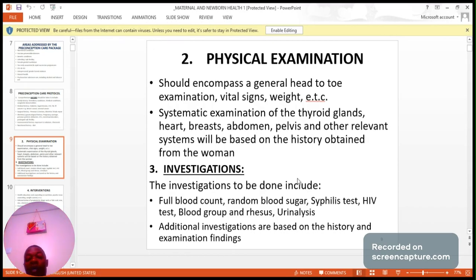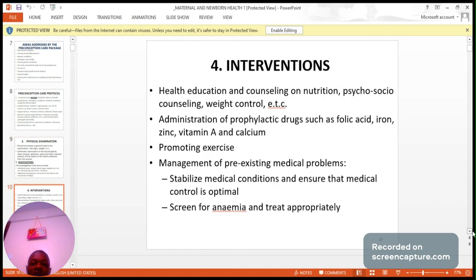But then depending on the history, you can still add more. So, intervention: after getting all that, we can see if there is need for counseling. We can establish if there is any necessity for administration of prophylactic drugs such as folic acid, iron, zinc, vitamin A, and calcium. Folic acid and iron in case there is a reduced amount of hemoglobin in the full blood count. Promoting exercise: we can see if there is necessity for promoting exercise, especially for obese and diabetic patients.